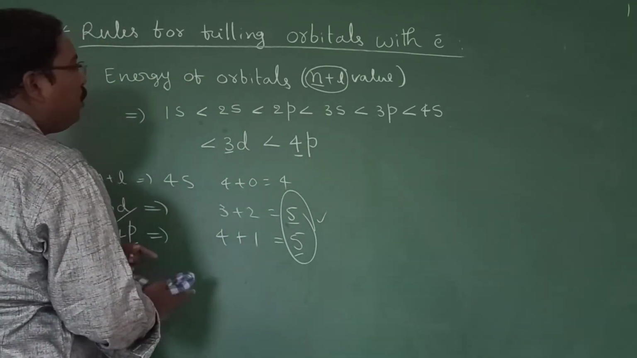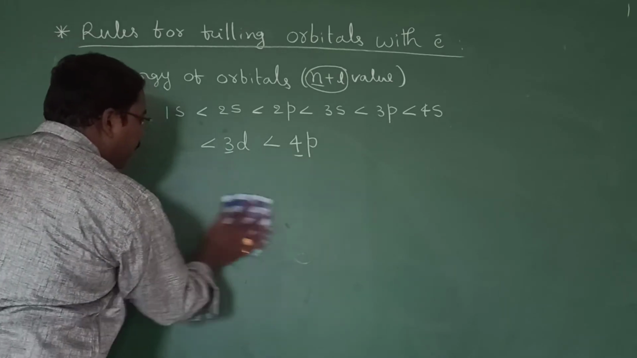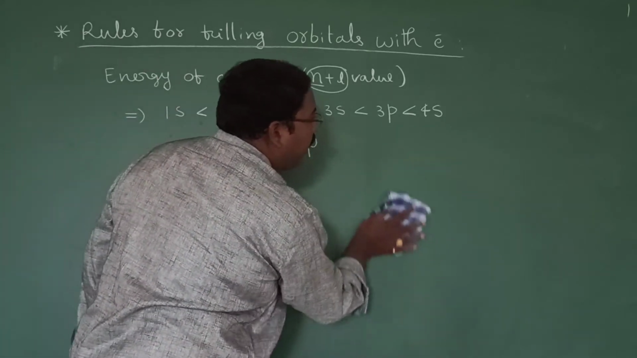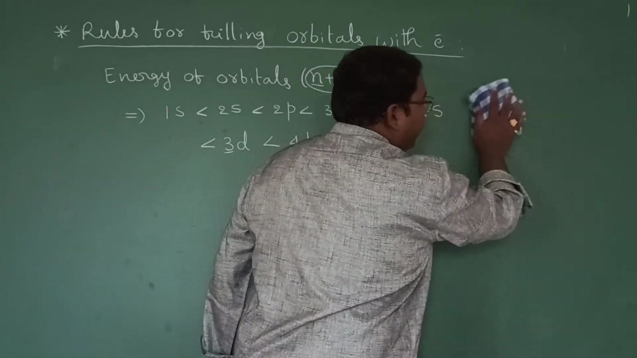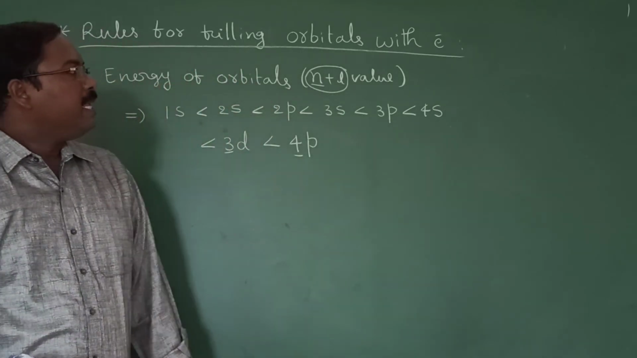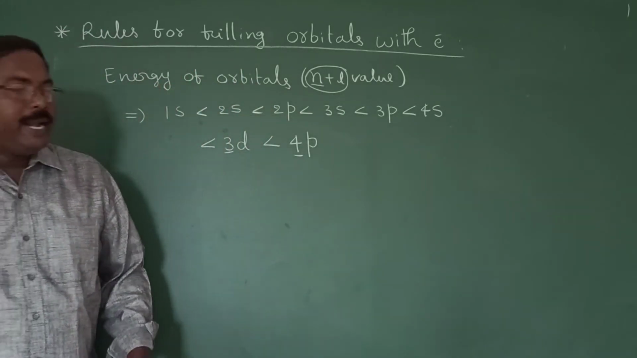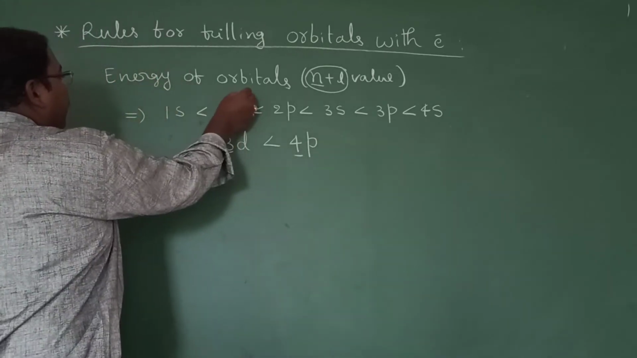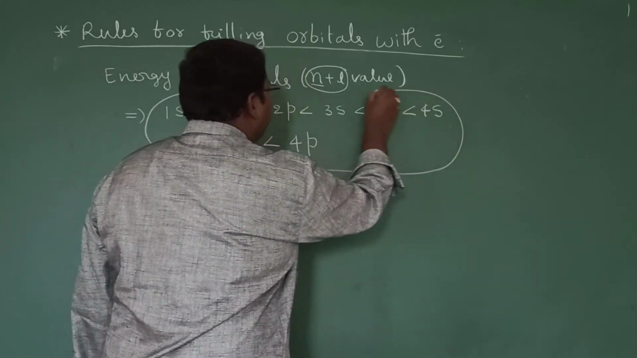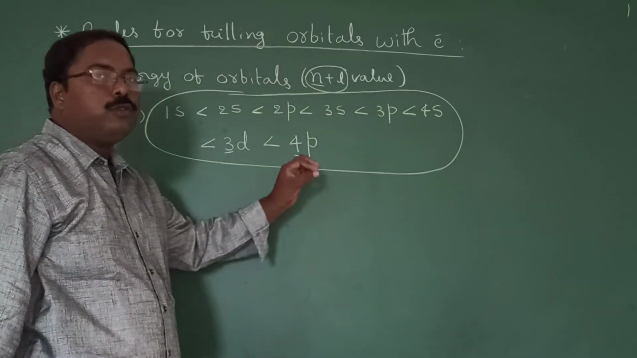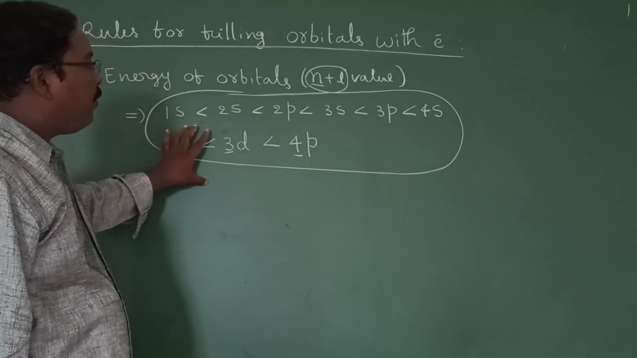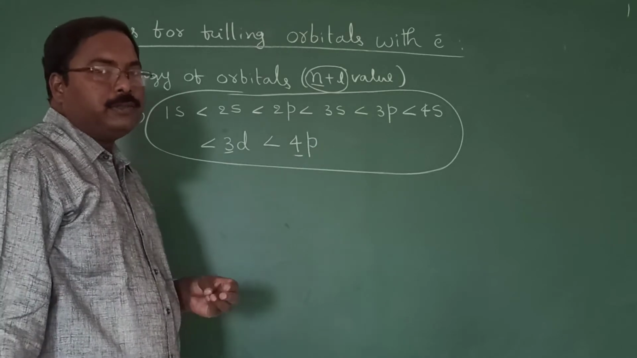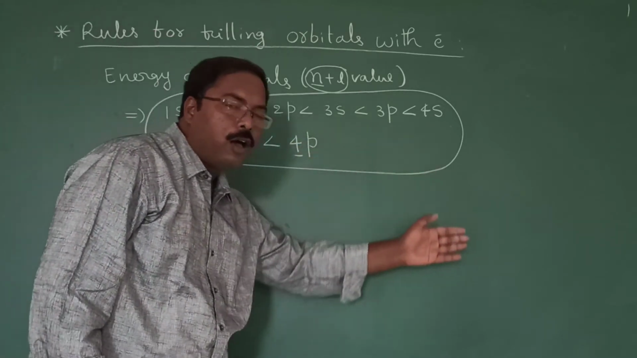It will be very difficult to write all the orbitals. Even it will be difficult to learn all these orbitals by heart. So that is why, instead of remembering all these orbitals, I wrote only up to 4p, because in the majority of cases, to write electronic configuration up to 30 elements, this order will be enough. But when higher elements are given, how can we remember all the order?